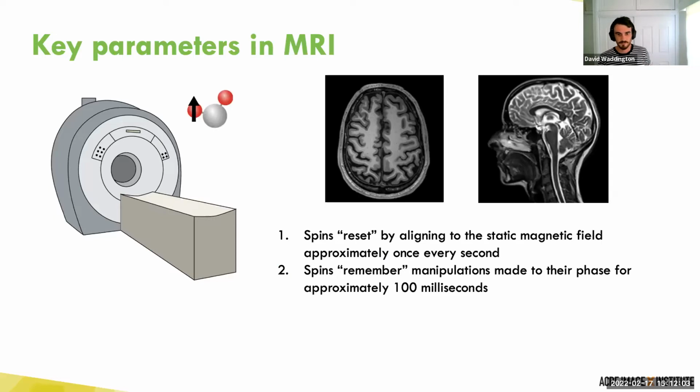So basically what I'm describing here is this T1. We have that time that it takes a spin to reset, to point along the direction of the magnetic field. And then for spins that aren't pointing along the magnetic field, how long do they maintain phase? And typically that's like 100 milliseconds to a second.